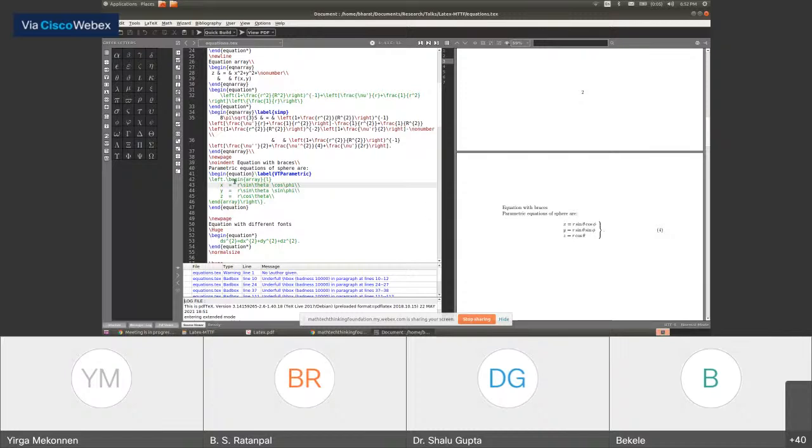So I will start with \begin{equation}, and on the left I don't want any bracket. So I will write \left dot. Dot means no bracket. And at the end I want the braces, so I will write \right and then the brace. Is it okay? And within that I will write \begin{eqnarray}.